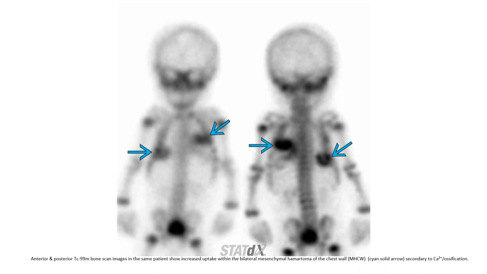Anterior and posterior Tc-99m bone scan images in the same patient show increased uptake within the bilateral mesenchymal hamartomas of the chest wall, secondary to calcium deposition or ossification.